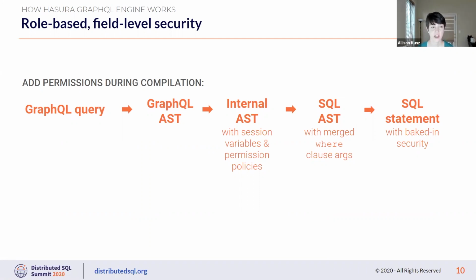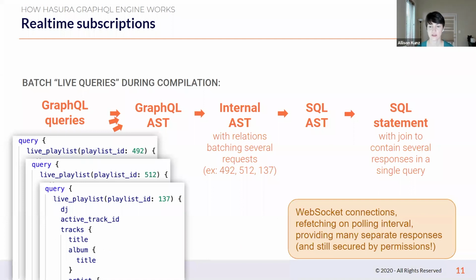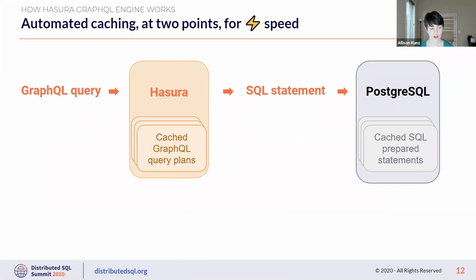Perfect. The compiler-based approach lends itself to other interesting opportunities as well. Hasura also built in an authorization engine that can apply session variables and permissions policies to queries before they even hit the database, securing your data at the service level. So you still get things like your real-time connections, you still get all of your separate responses, and it's still secured with the permission policies, but with the batching, much more efficient, scaled incredibly well.